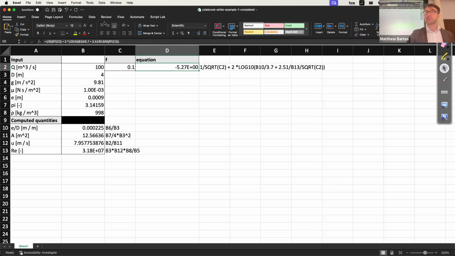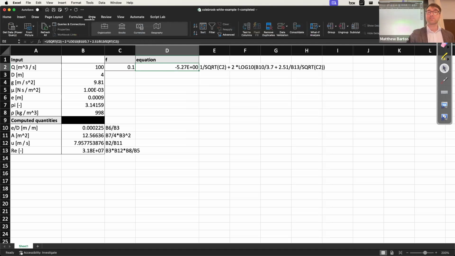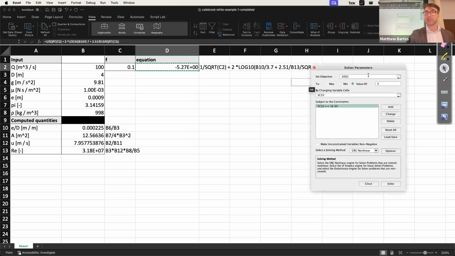To do that, we use the solver functionality. I went to Data, Solver. I set the objective to cell D2, which contains our objective function that we want to go to 0. We're trying to set it to a value of 0 by changing variable cell C2. That is our decision variable, which will contain the friction factor that we're computing. I also set a constraint to make sure that the friction factor doesn't become 0 or negative. Now, I know that there were some people in class for whom the solver did not respect that constraint, so I'll show you a hack I posted in the announcements to get around that.